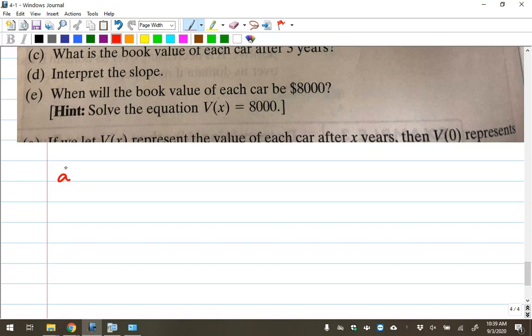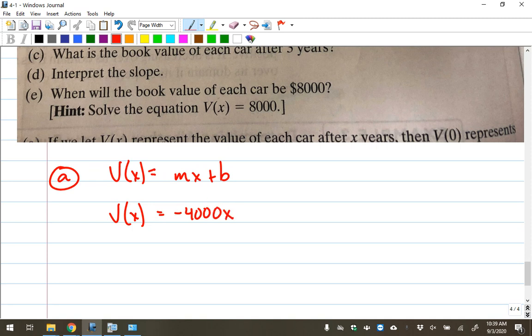So I'm going to go down here and write V of X equals mx plus b. I'm going to plug in the stuff I know. I know that the slope is negative 4,000 times every how many years it's been. What is our y-intercept?